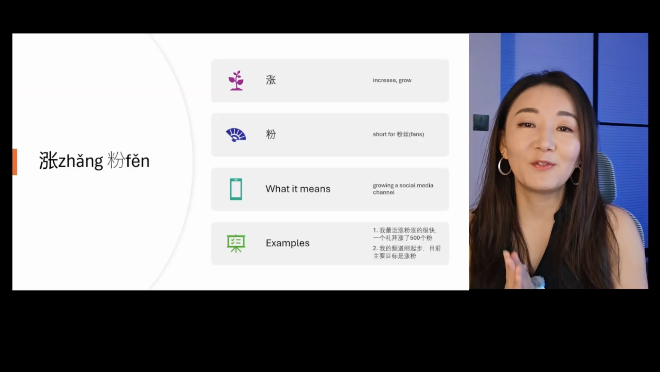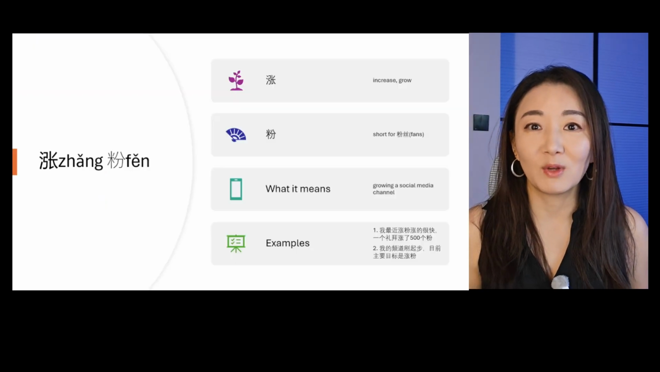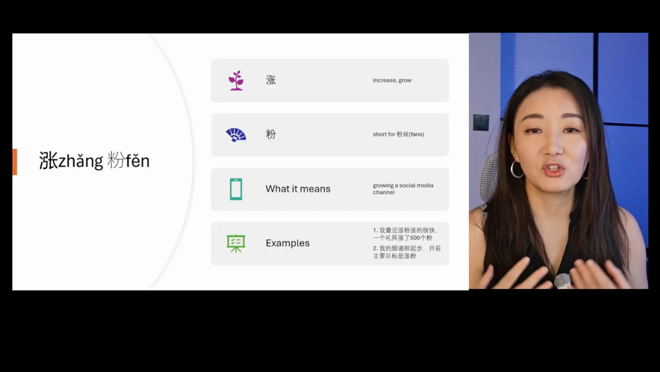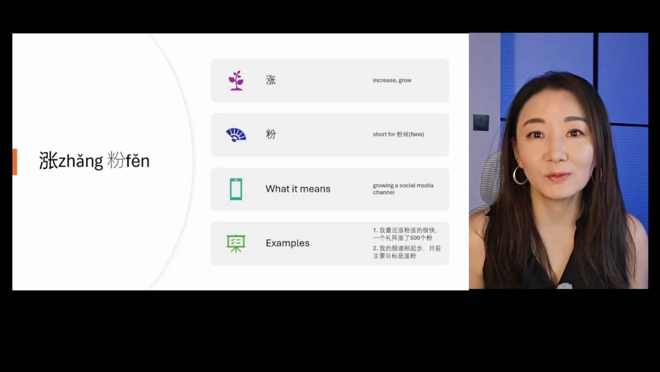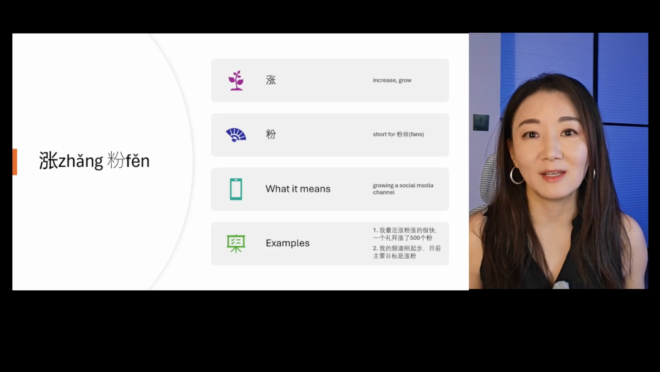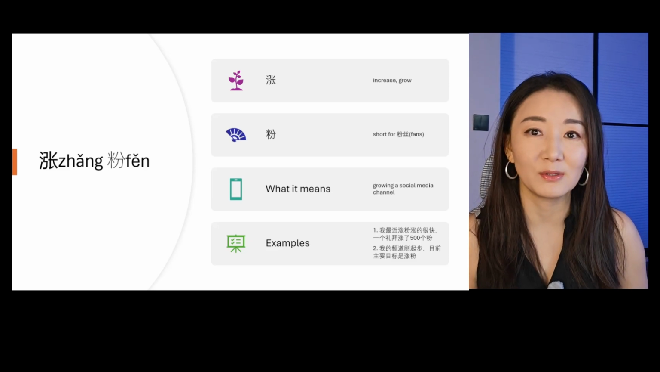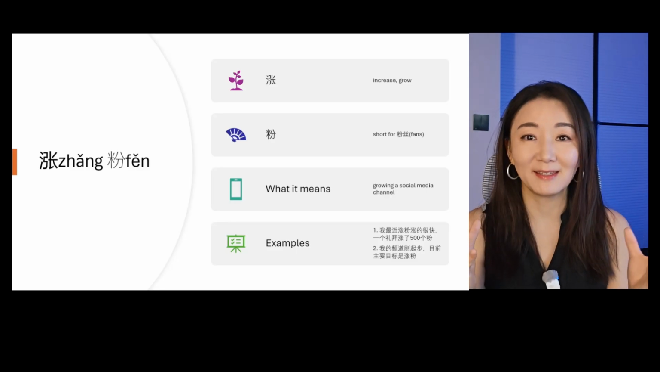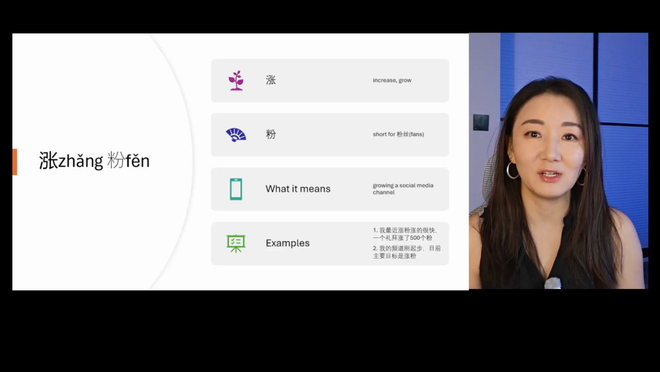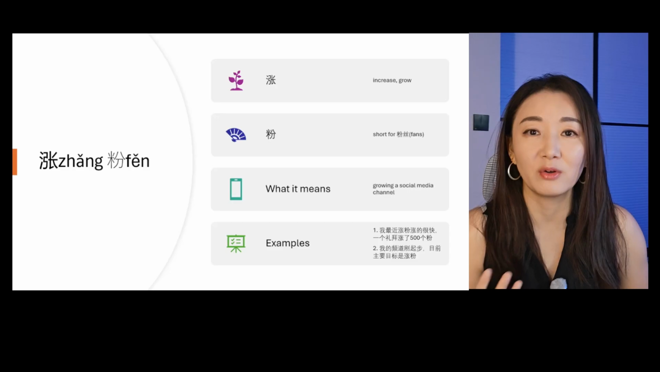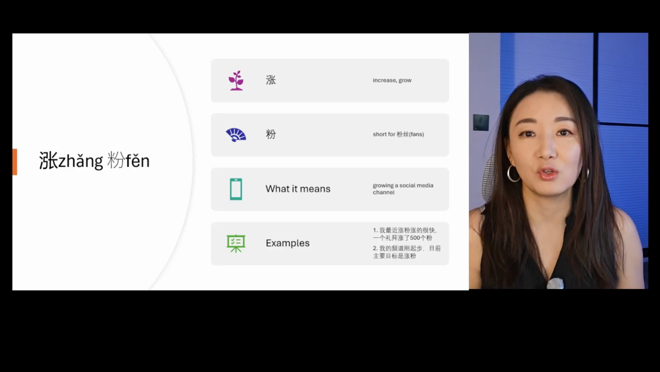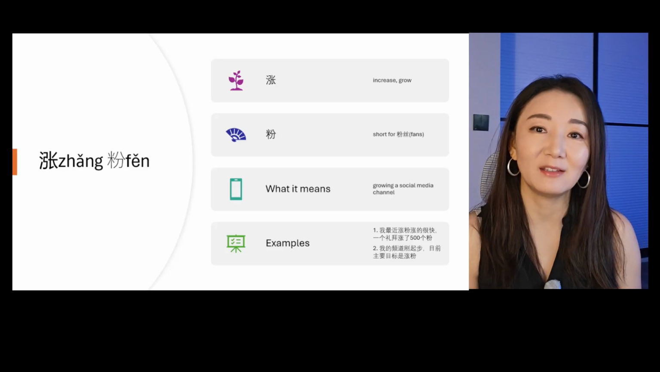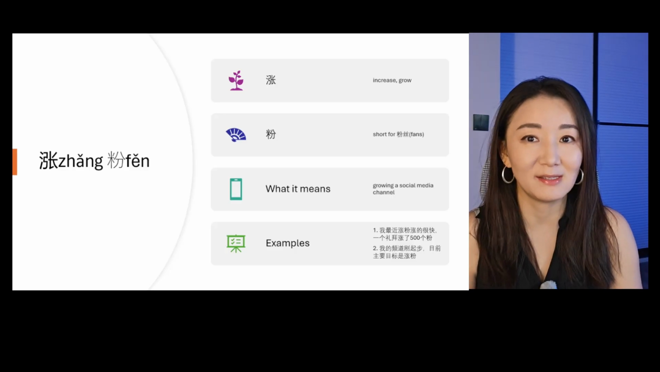Alright, since we talked about 粉丝, let's talk about another word related to 粉丝, which is 涨粉. 涨 means increase, grow. 粉, we already talked about. It means followers or subscribers. So if we put 涨 and 粉 together, the word for word translation is increasing my fans or growing my fans. But in the context of social media, it means growing my social media channels. Let's take a look at 2 examples of how it's used in sentences.